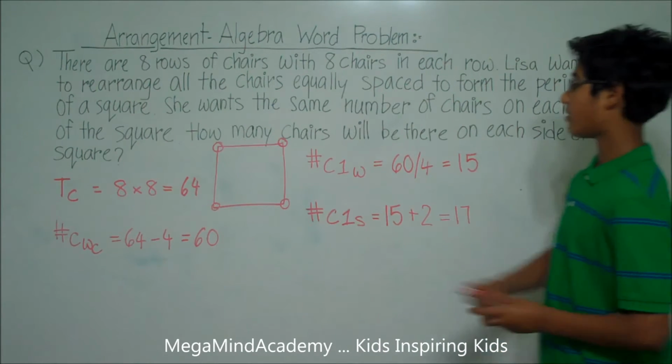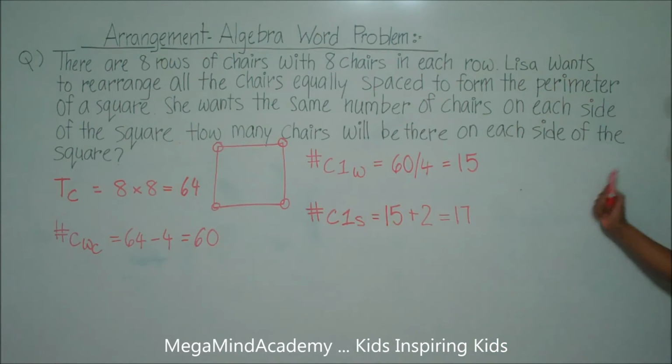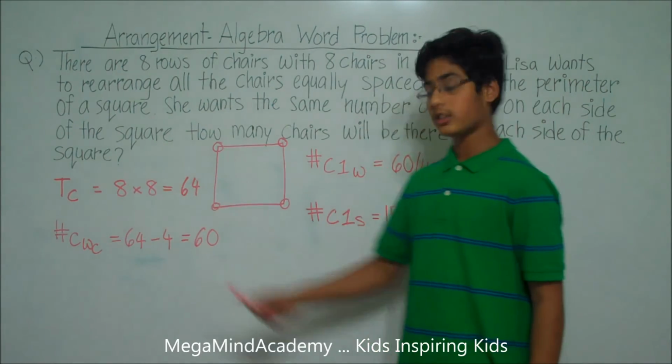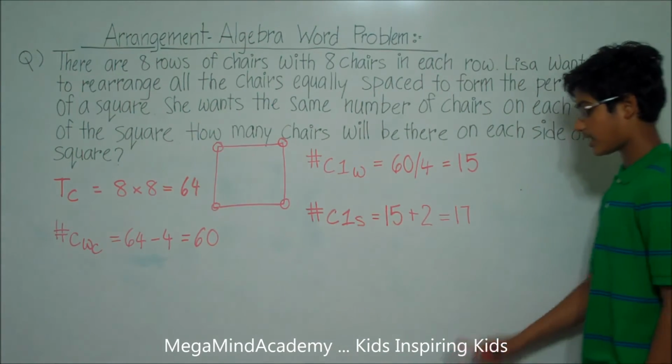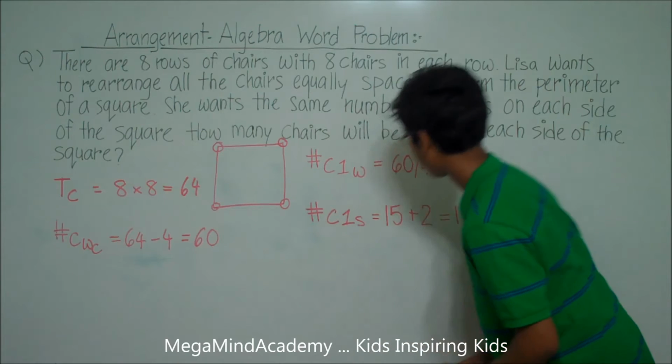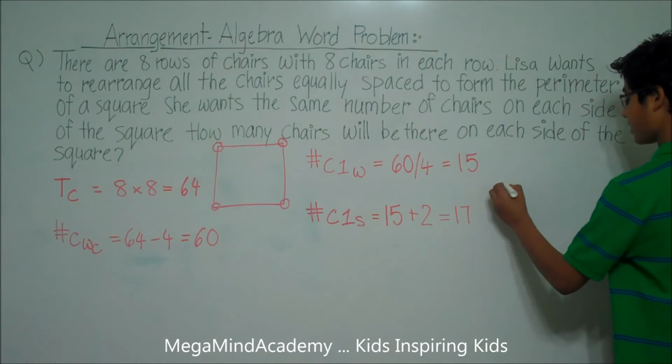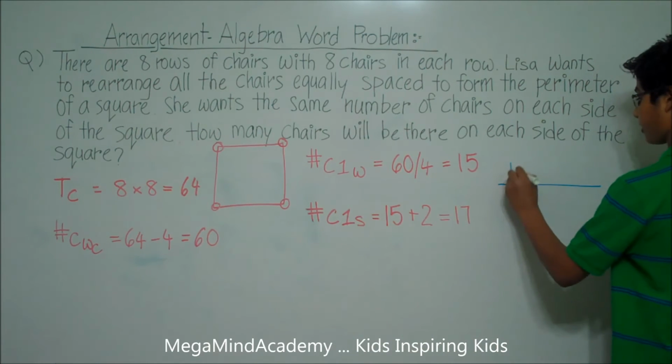Now we need to find out how many chairs will there be on each side of the square. So there will be 17 chairs on each side of this square. 17 chairs.